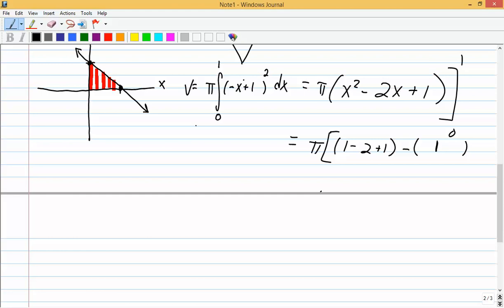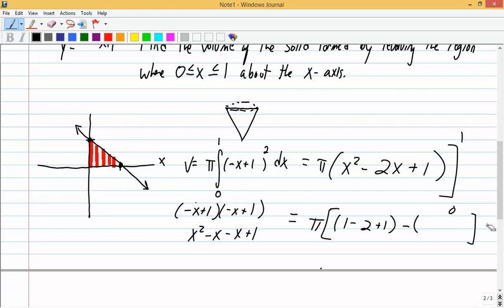Alright, so we had negative x plus 1 squared. I didn't write this down, but that's negative x plus 1 times negative x plus 1. So that's where I got x squared minus 2x plus 1. Alright. Yeah, we do, don't we? So what is the integral? I was getting a negative answer. That's why I went back and looked at that. So what is this integral?